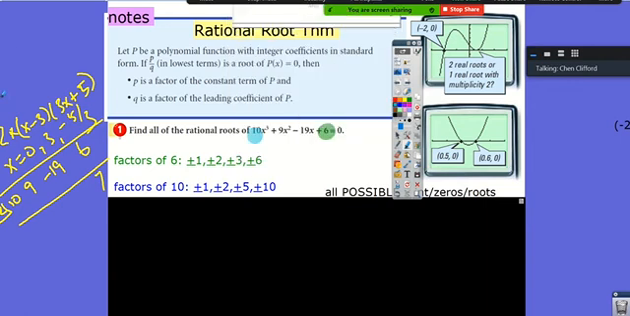Okay, those are the numbers that can go into 10. So again, you're just asking yourself, what are the factors of the last number? Put that first. What are the factors of the first number? Put that second.